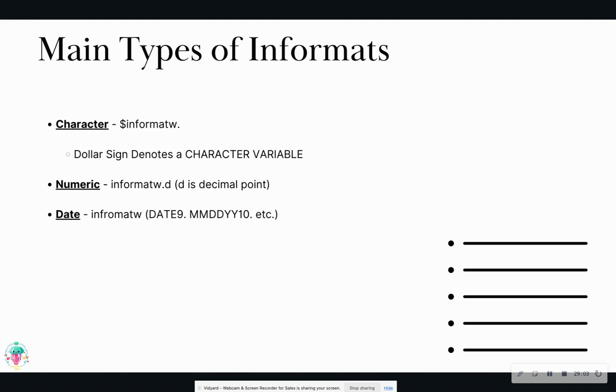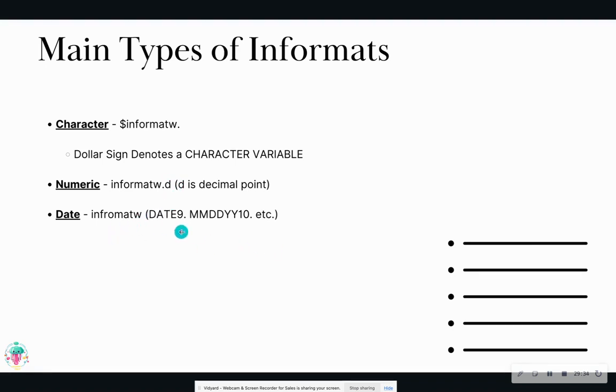And before we do that, let's look at the main types. So I have a character informat. It's a character informat because it has that $ sign. And it's going to just have the $ sign and whatever I want the informat length to be. So $50, $125. That's going to be the length. I have numeric informats where the D is going to be the decimal point. So I can have weight as 3.2, where it's going to have 3 numbers in front of the decimal point and 2 numbers behind if it has 3.2.